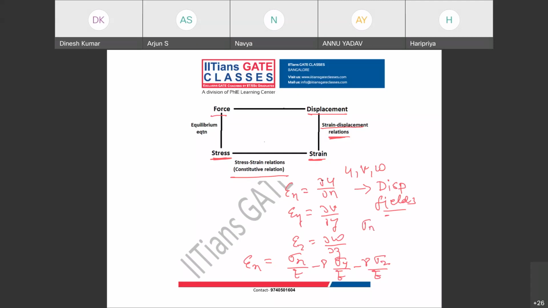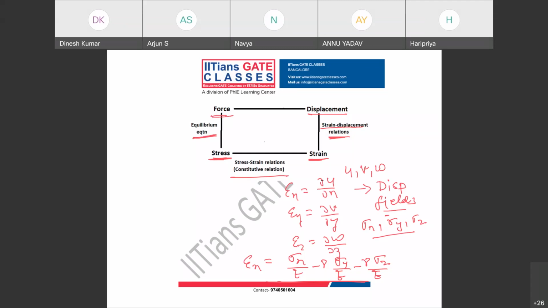Stress in X direction, stress in Y direction, and stress in Z direction. Exactly. So you can see it's not a simple relation, right? This is known as the constitutive relation in X direction. This is how your stress and strain are connected, and then stresses will be connected to force using the equilibrium equation.